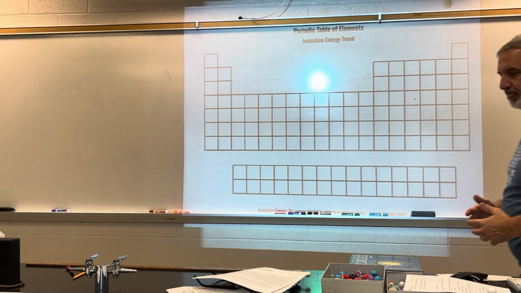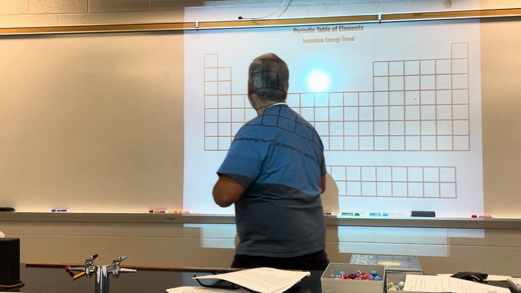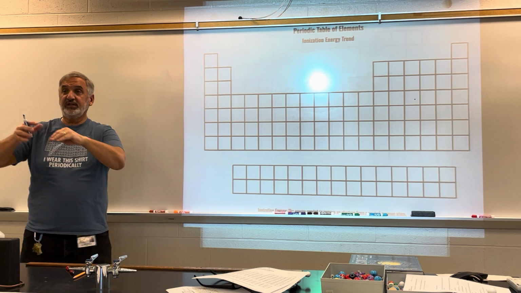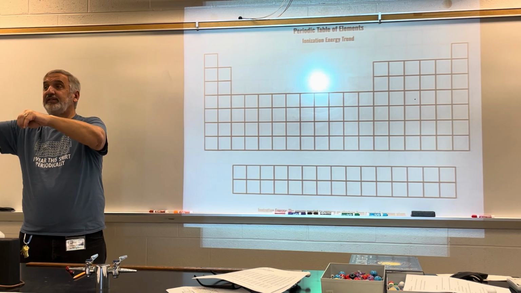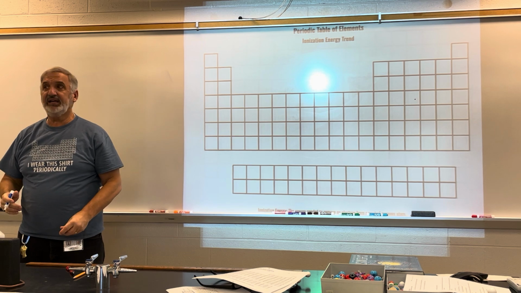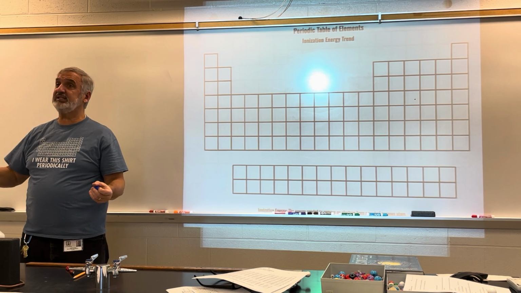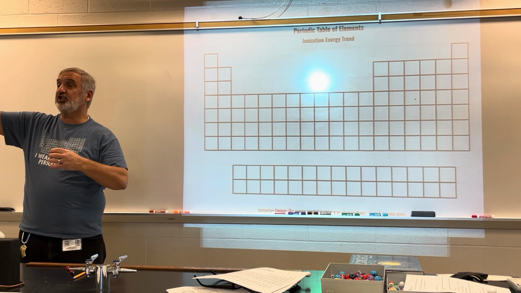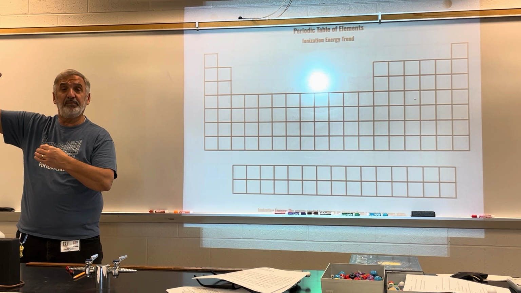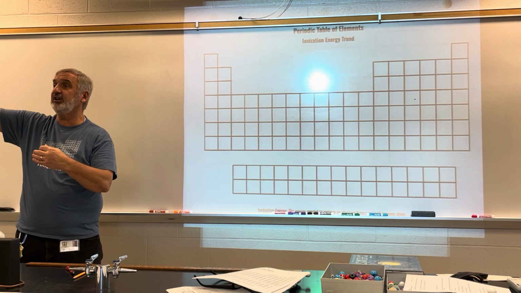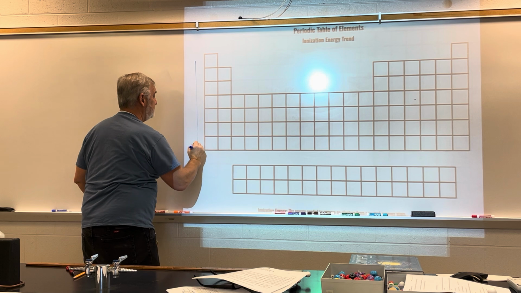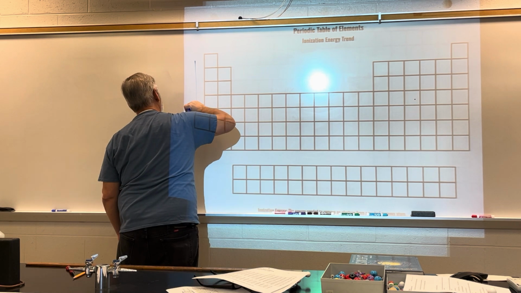Now, as you move down in a family, what happens to the size of the atom? It gets larger. So as the electron gets farther and farther away from the nucleus, is it more or less tightly held? Less tightly held. So what does that mean about the ability to remove it? It takes less energy. So the ionization energy decreases going down.